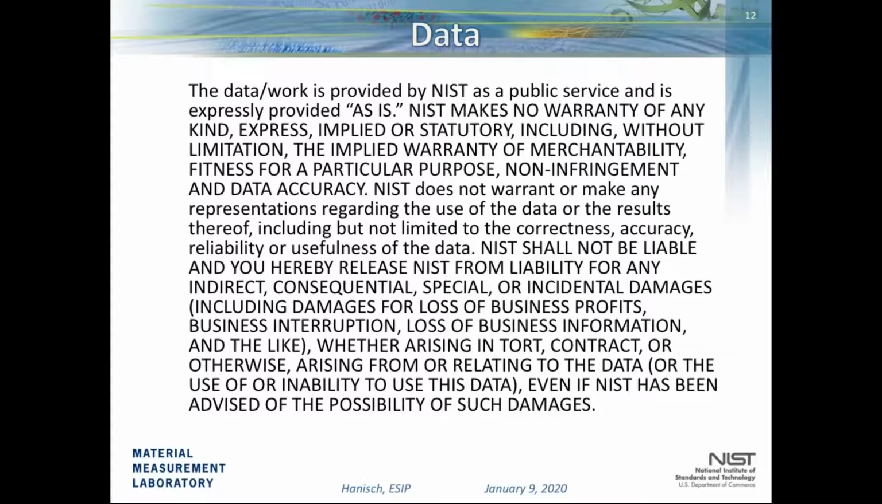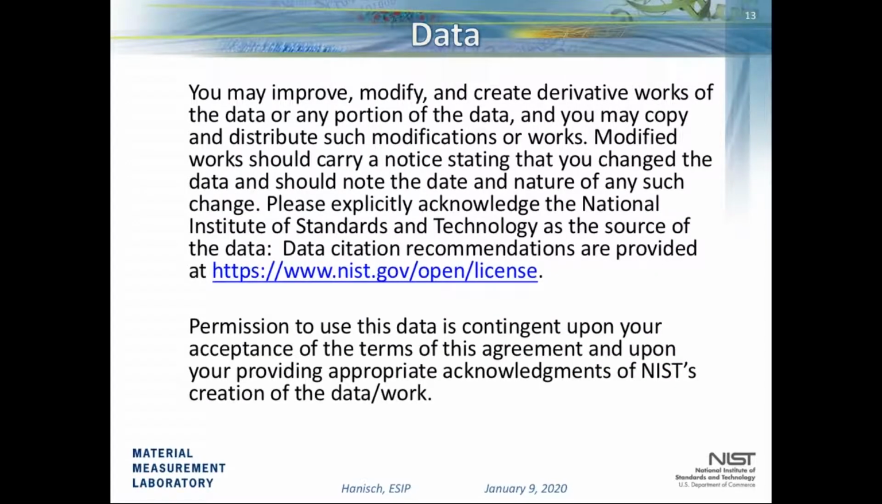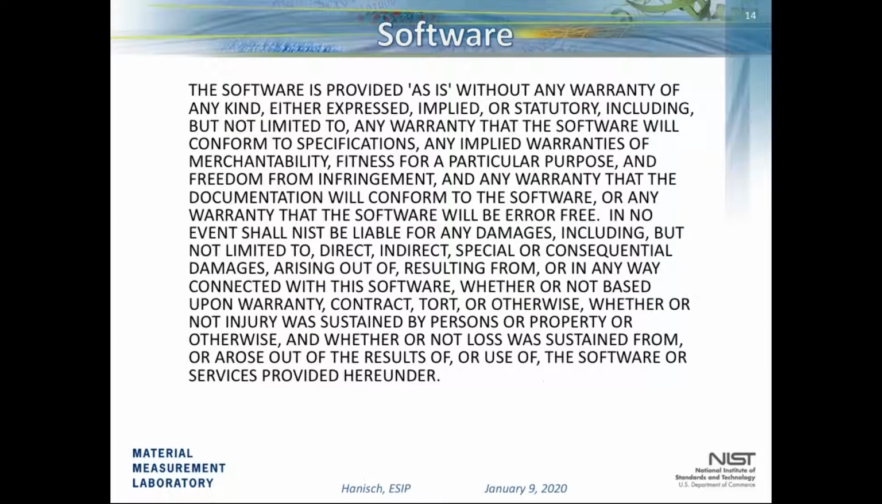For the data, research data that we distribute, it is allowed to be improved, modified, and derivative works may be created. We do ask people to refer back to the origin of the data with the NIST research scientist. For software, again, it's a very similar kind of language. The software is provided as is without warranty of any kind, expressed, implied, or statutory, etc. So we're covering ourselves. We want to make our research products as widely available as possible, but we want to make sure that people use this data and the software, basically at their own risk.